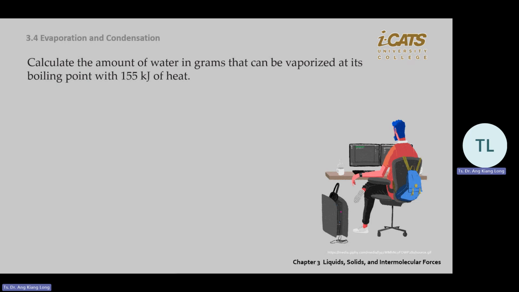So have any one of you tried to attempt this tutorial question? No? Okay, so this one asks you to calculate the amount of water in gram that can be vaporized to a boiling point with 155 kilojoule heat. So basically, you're given the delta H, you convert back to gram, right?